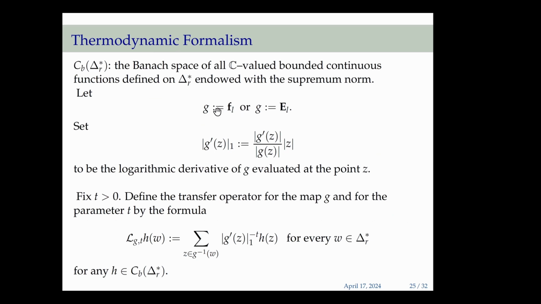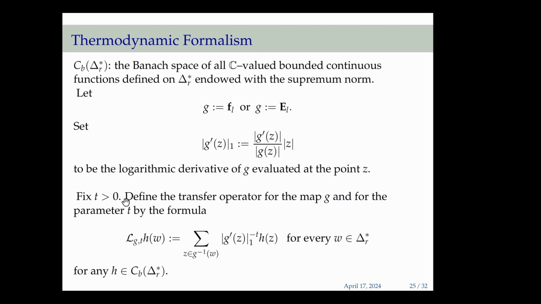We will be particularly interested in these two kinds of functions. G is equal either to this model function FL or to the functions we are really after, EL. And we look at the logarithmic derivative, which is defined in that way. This is like taking the Riemannian metric and dividing by the modulus of Z. So this is like a singular change of variables, but it does not change the Hausdorff dimension.